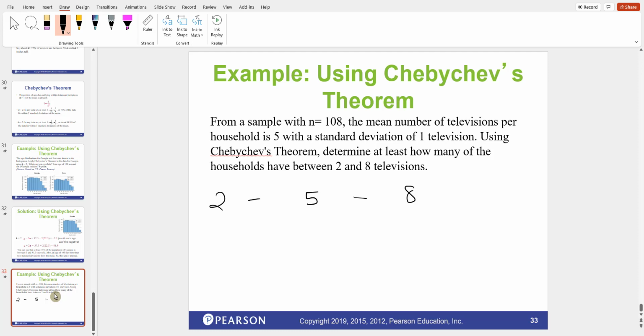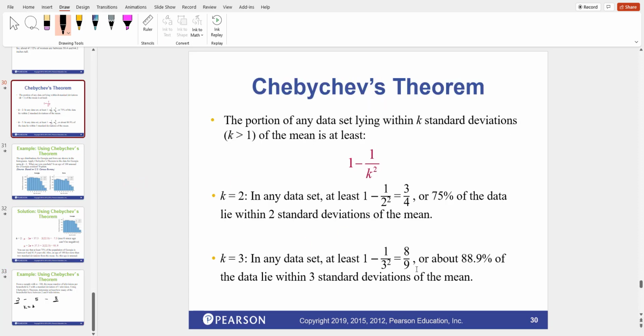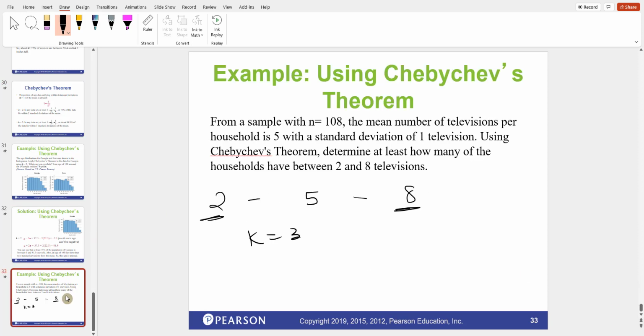It looks like it's going 3 up, because that's how they got the 8, and it looks like it's going 3 down, as that's how they got the 2. So this looks like it's 3 standard deviations. Based on Chebyshev's rule, when k is 3, 88.9% of your data lie within 3 standard deviations. So we know that 88.9% of these households will have between 2 and 8 TVs, but the question is how many households.